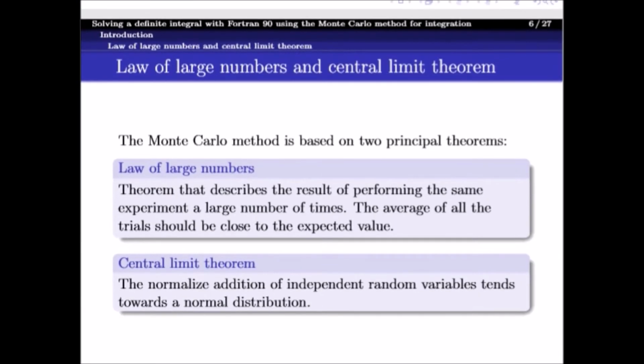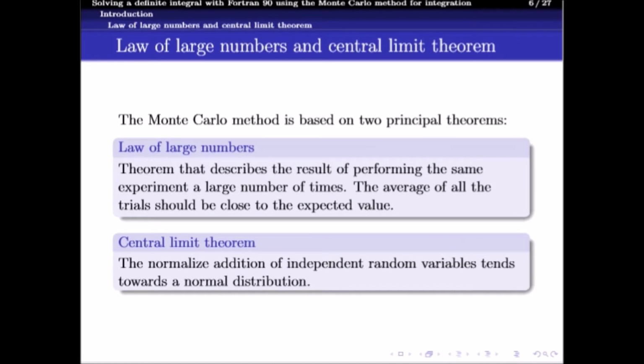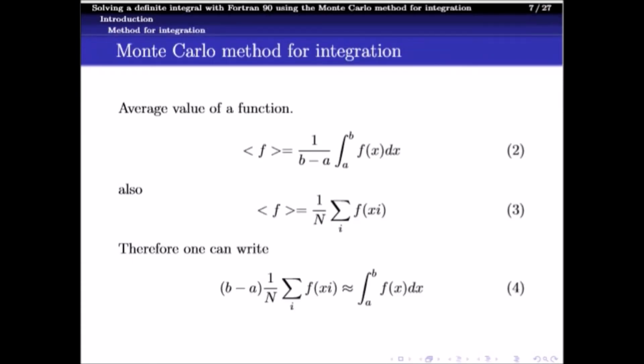The Monte Carlo method is based on two principal theorems. The first one is the law of large numbers. That is a theorem that describes the result of performing the same experiment a large number of times, and the average of all the trials should be close to the expected value. The second one is the central limit theorem, that says that the normalized addition of independent random variables tends toward a normal distribution.